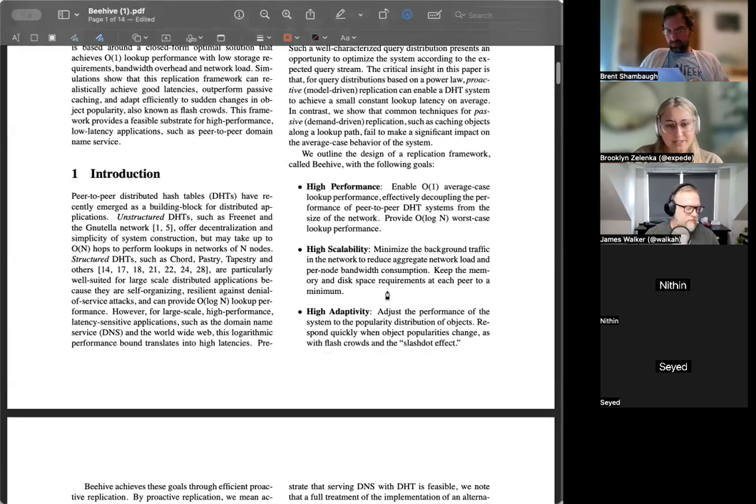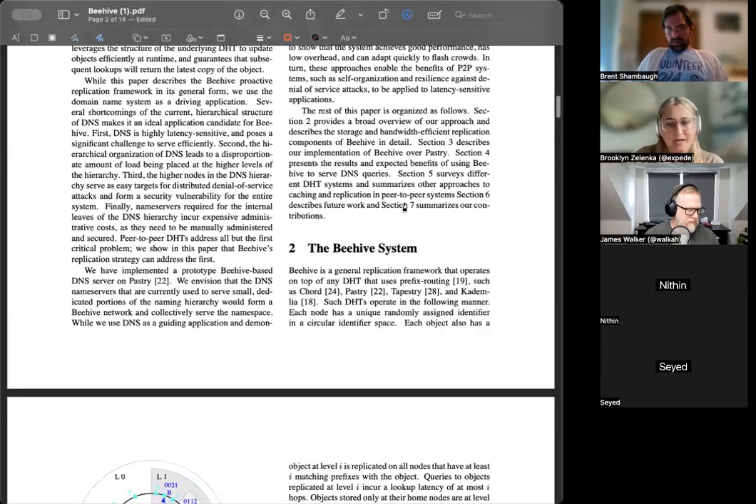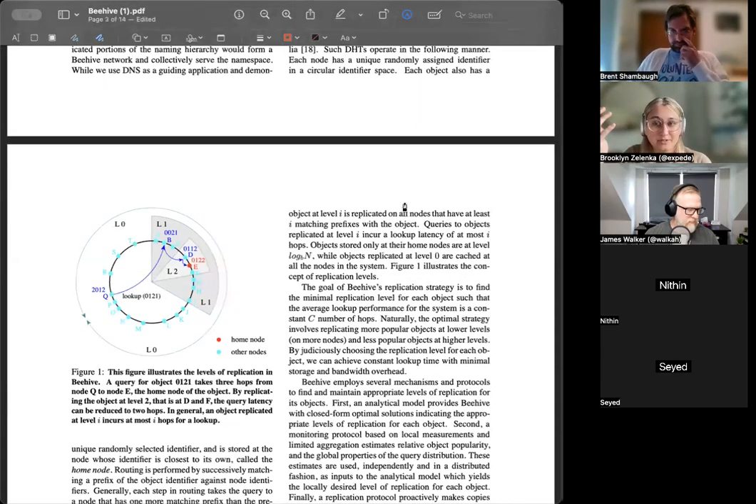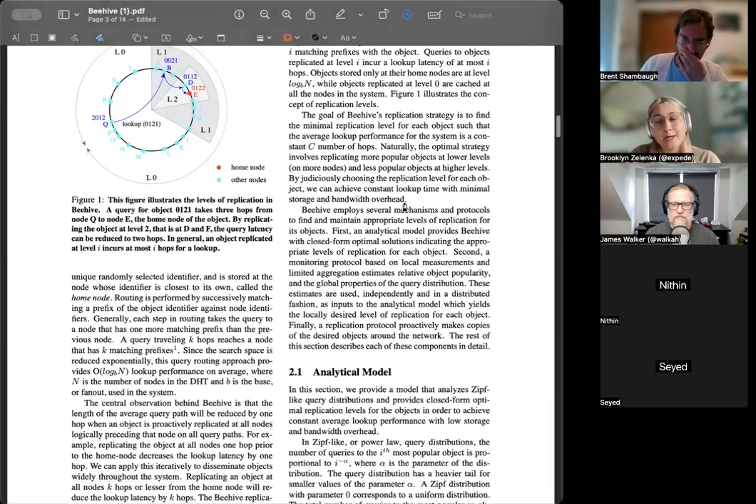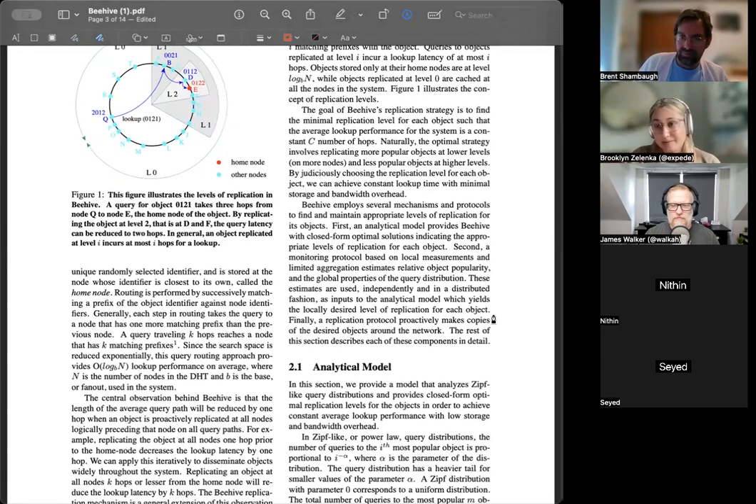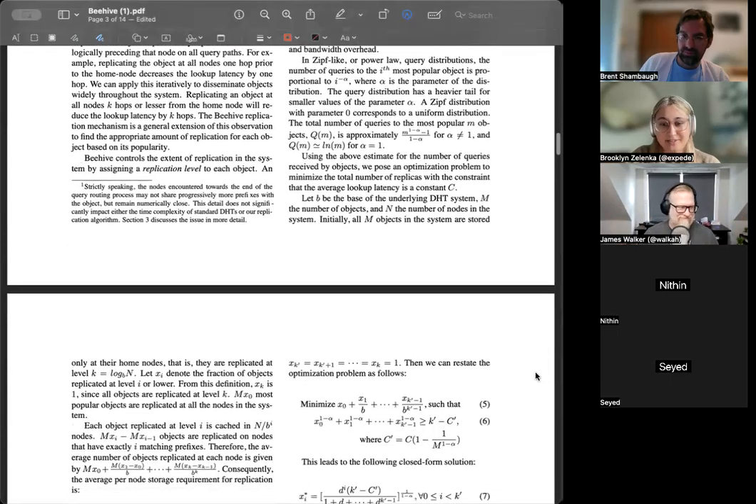So yeah, they looked at performance, scalability, adaptivity. They wanted it to be updatable live, so to tweak these parameters live without having to take the whole system down and bring it back up. They did a DNS implementation on top of Pastry with really impressive results, which is always nice.